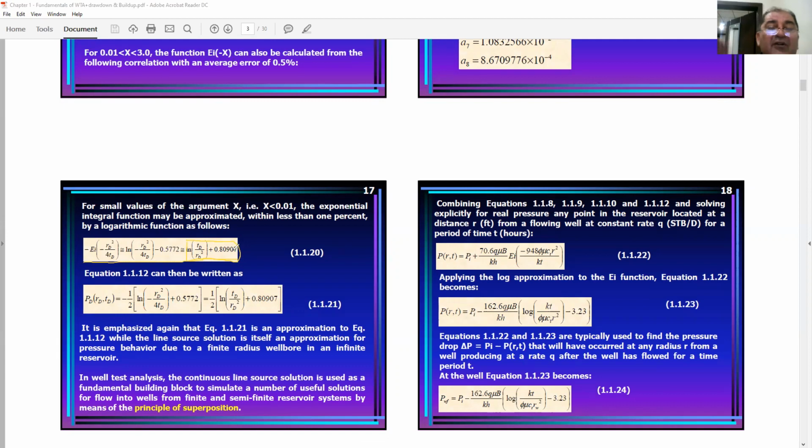Let me repeat this point because this is important. When x is less than 0.01, you are going to go with the logarithmic approximation for the EI function. So the EI function will be written as ln TD divided by RD squared plus 0.80907.